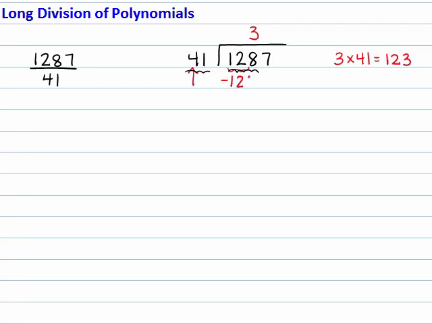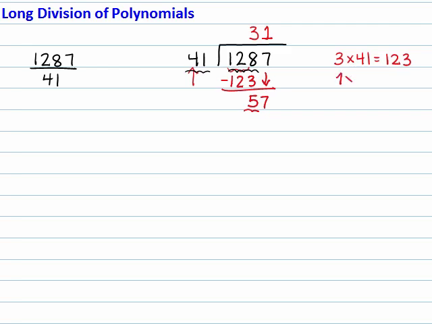So minus 123, the remainder is 5, and I will drop the 7, and then I'm gonna think how many times does 41 fit in 57. Again, I'm looking at how many times 4 fits in 5. 4 fits in 5 once. I'm gonna write the 1 over there.